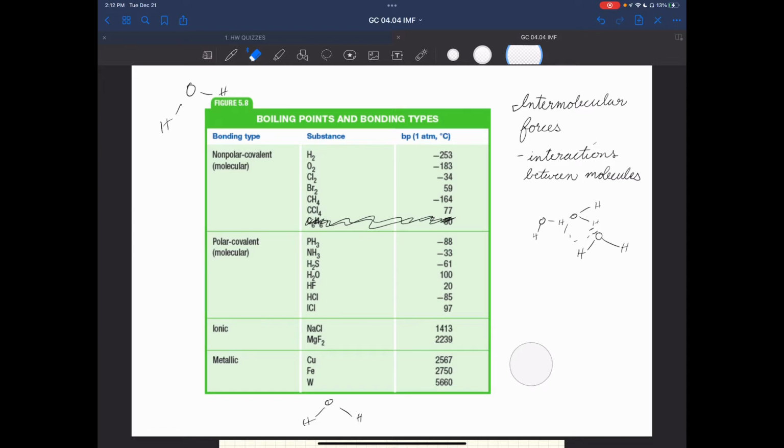So in order to move something from the liquid phase to the gas phase, what you really have to do is you have to put energy in to break these interactions between molecules. And those are intermolecular forces. So boiling point is a good indicator of the strength of intermolecular forces.